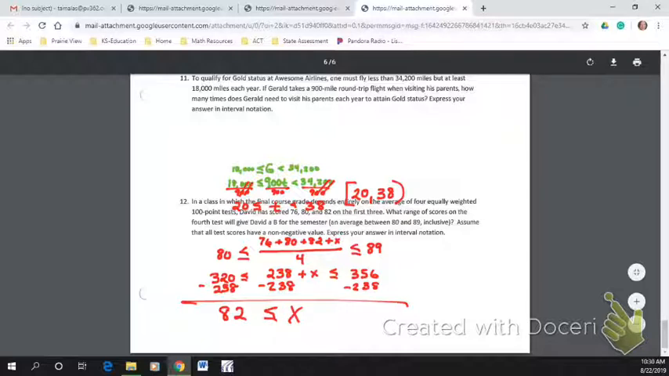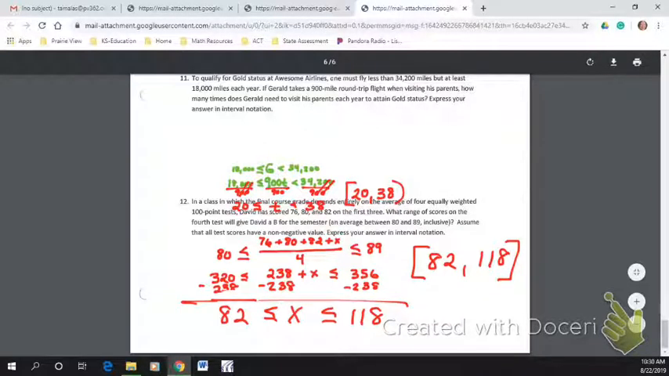And what do we get over here? Oh, 82 goes on the other side, doesn't it? No. 320 minus 238 is 82. And then the other one's 118. Okay. All right, so x is going to fall in between 82 and 118. So in interval notation, this is going to look like this: 82 to 118.